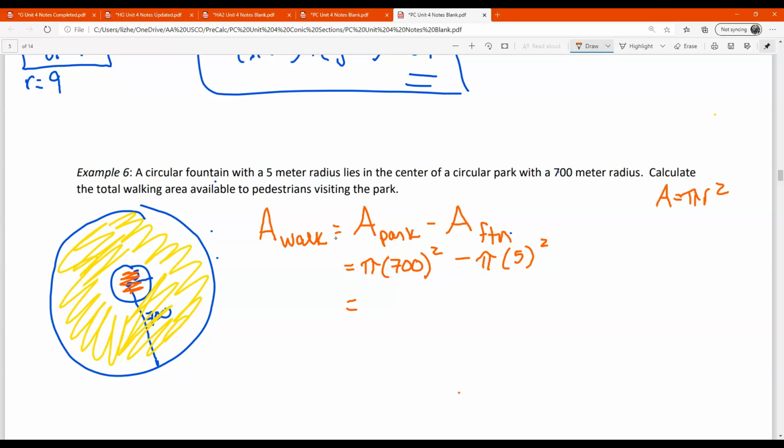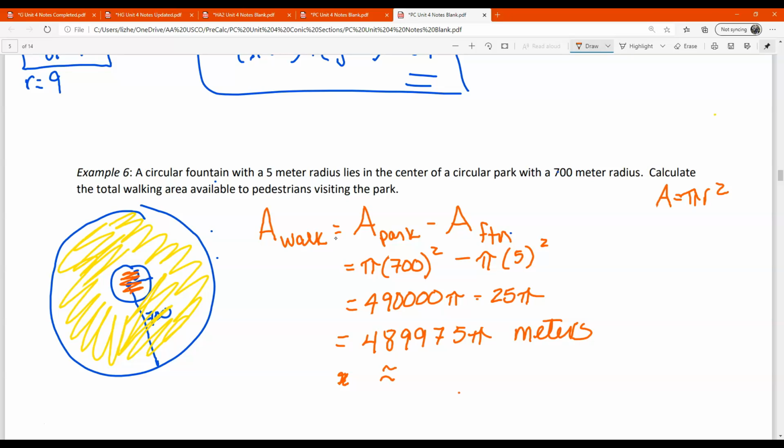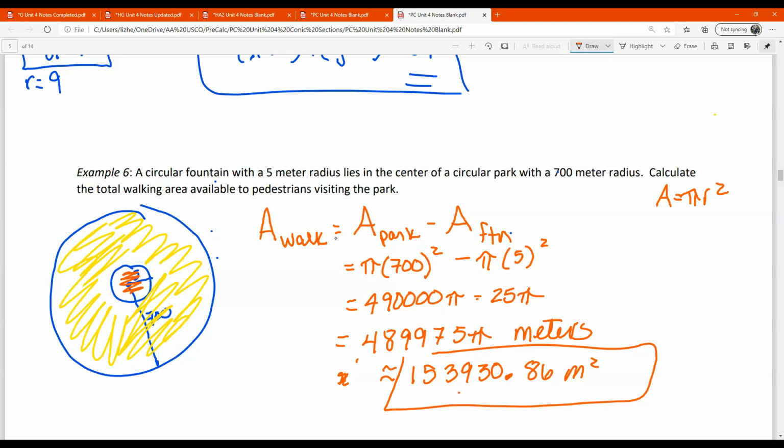Which means if you square 700, you have 490,000 pi minus 25 pi. That will give you 489,975 pi meters squared, which is the most accurate answer. Or we can multiply that out for an approximation of 1,539,301.86 meters squared. So here's your approximate, here's your exact. And that is the end of the notes.